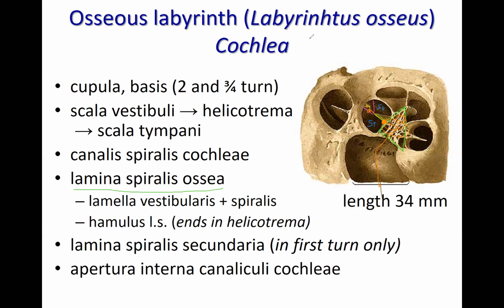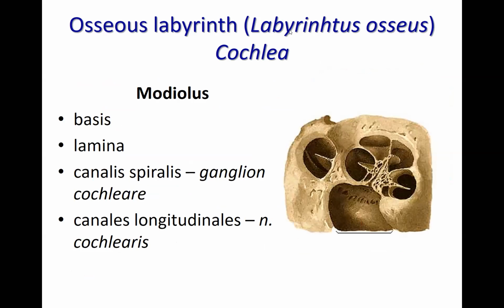Cupula is the top, but the basis is down. Yeah, so this is the base, the cupula is the top. And the helicotrema between the scala vestibuli and scala tympani would be located in this area, but not visible in this section. So what is modulus? You know the modiolus of the angulus oris. It's just the shape, yeah? Modiolus means a spindle. So this is like a spindle-shaped, or better, a cone-shaped structure.